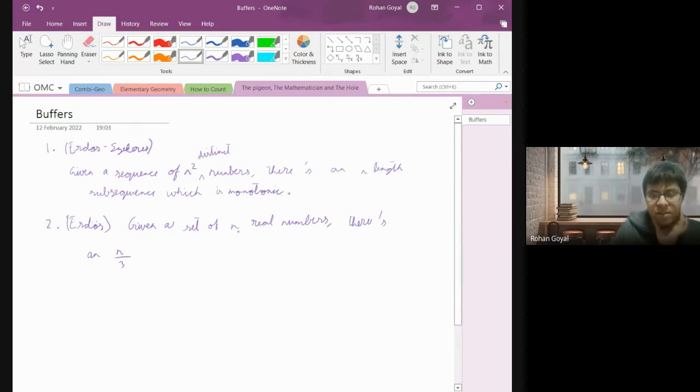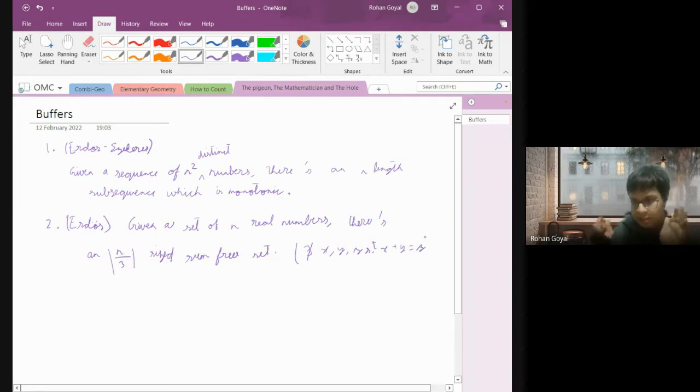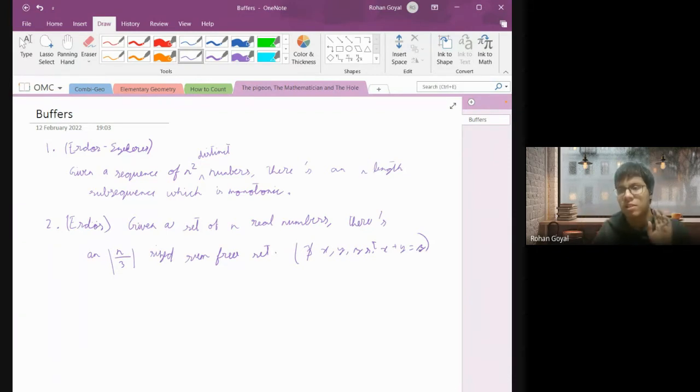Given a set of n real numbers, there is an n by 3 size sum-free set. What does that mean? All that means is there do not exist x, y, z such that x plus y is equal to z. Also, those of you who have not seen Pigeonhole before or are not very comfortable with it, don't worry about any of this. This is just for experienced people who don't want to listen to what I have to say.